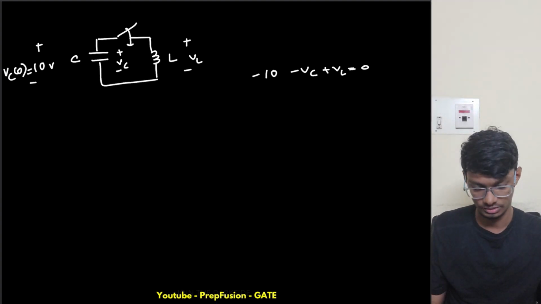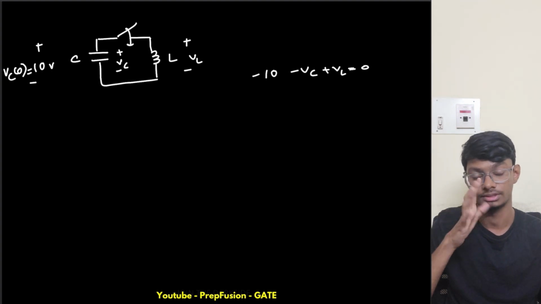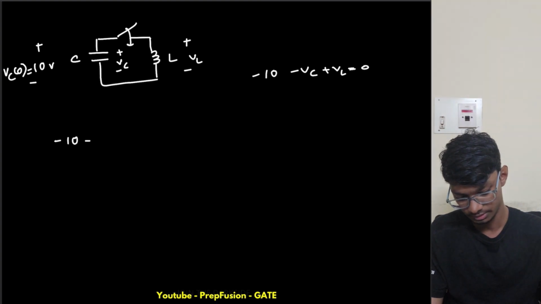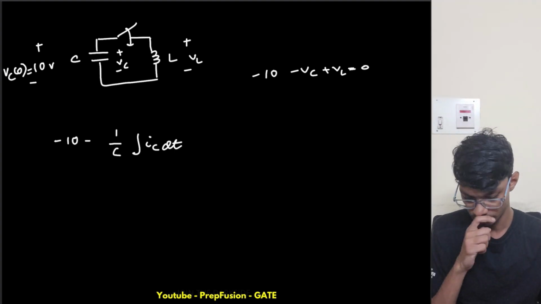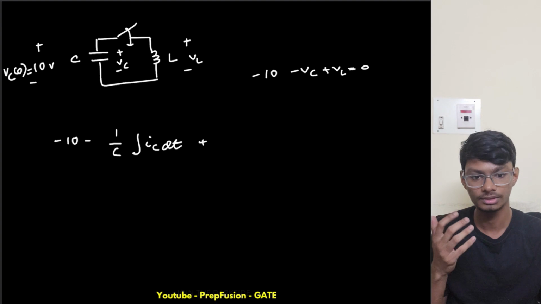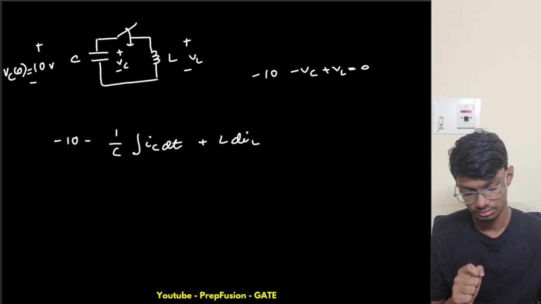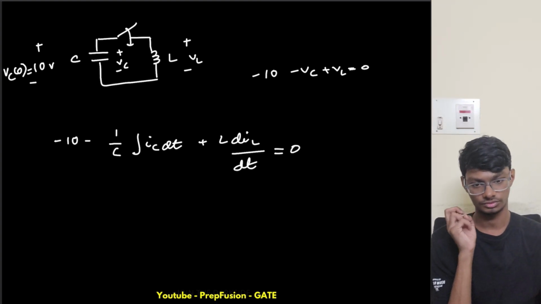So if I solve this equation, what is my VC equal to? IC equals C dVC by dt, so my VC becomes minus 10 minus 1 by C integration of IC dt. Also my VL, what will it become? VL will become L di/dt, which will be equal to 0.